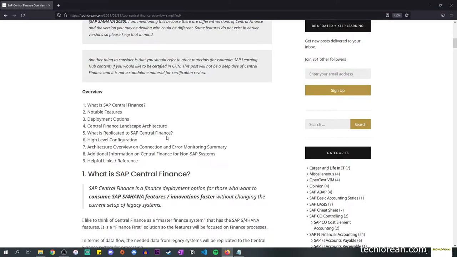As an overview, we're going to talk about what Central Finance is, its notable features, deployment options, and then we're going to move on to its architecture. As we go through the series or the two-part video, there will be a discussion on high-level configuration, architecture overview on connection and error monitoring, as well as additional information on Central Finance for non-SAP systems.